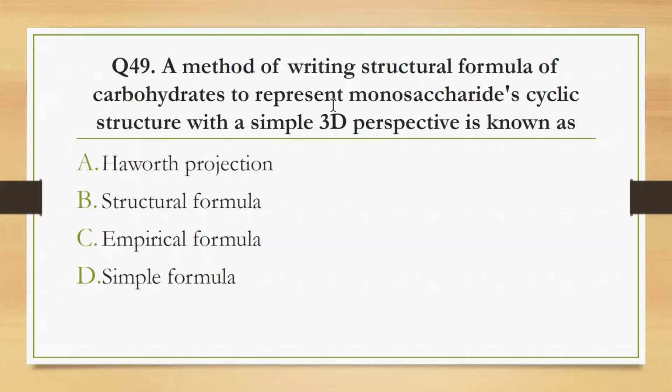A method of writing the structural formula of carbohydrates that represents the monosaccharide cyclic structure with a simple 3D perspective is known as Haworth projection. So the answer is Haworth projection. So now we are moving to the last question.